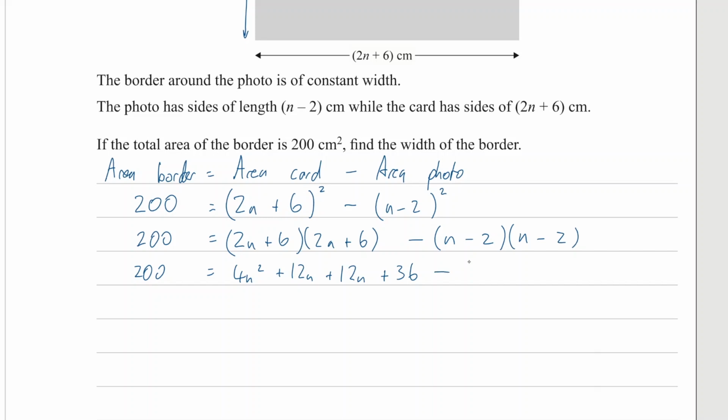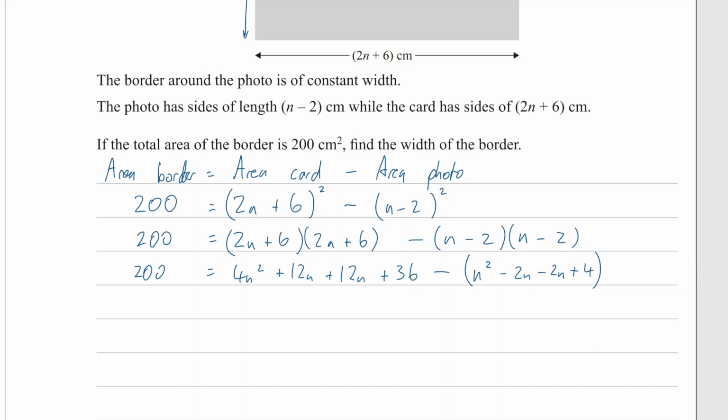This little dash cost me too many marks to admit in all of my schooling and university life. So let's be careful, and I'll keep the minus sign. I'll expand these double brackets in here, and then I'll distribute the minus sign. So n times n is n squared, n times minus 2, minus 2n, minus 2 times n, minus 2n, minus 2 times minus 2, plus 4.